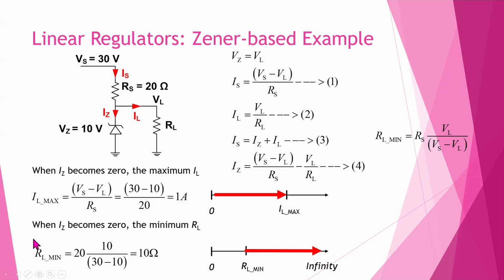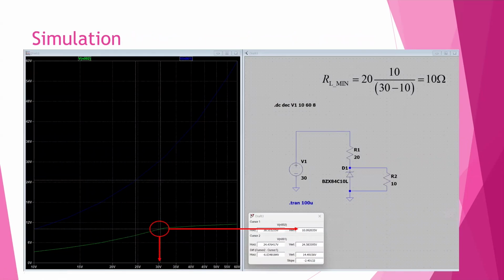So then we can calculate the minimum RL. To calculate the minimum RL, we can use this expression. According to this expression, the minimum RL can be calculated as 10 ohm. Okay, the maximum current 1 ampere, minimum RL 10 ohm. So now we can go for some simulation.